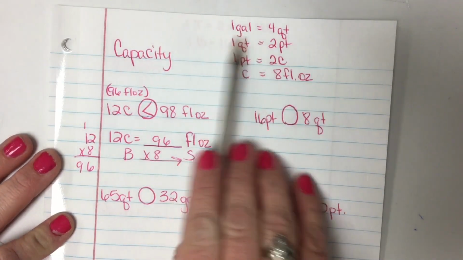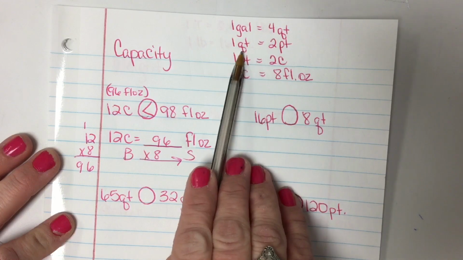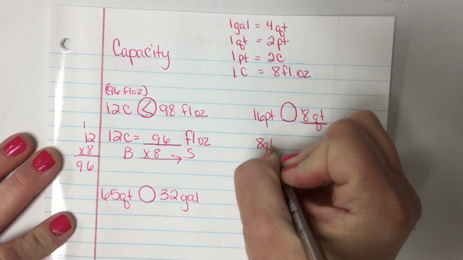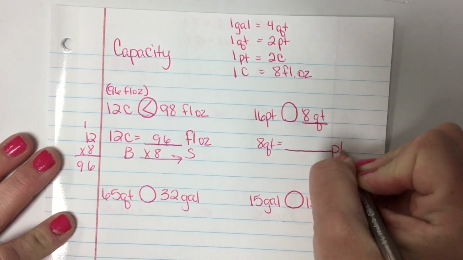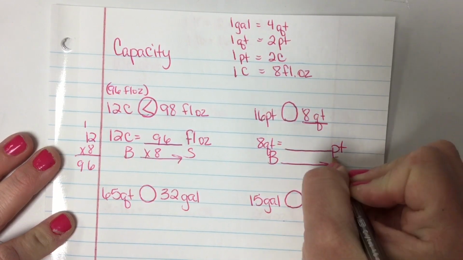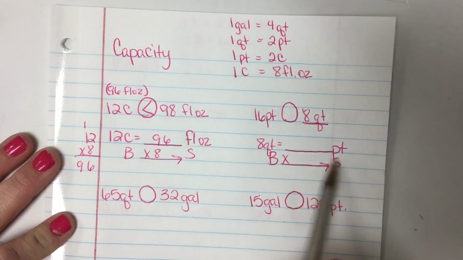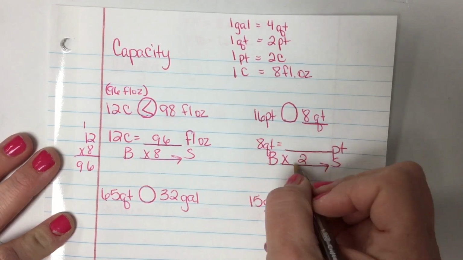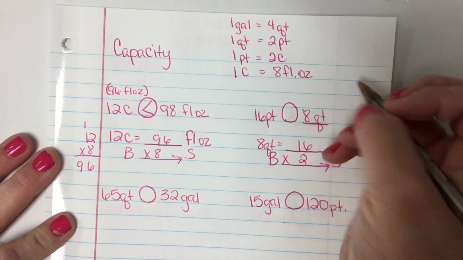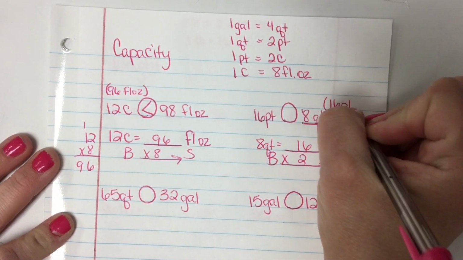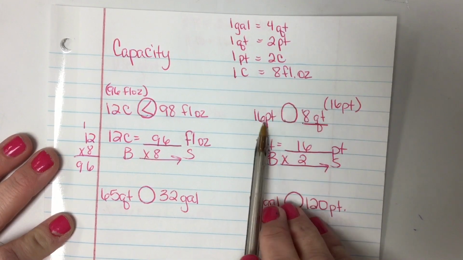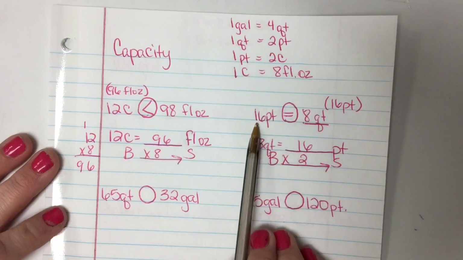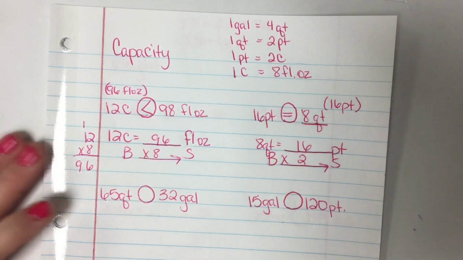16 pints to 8 quarts. Pints and quarts. So when you find pints and quarts, 1 quart is your big measurement. So we're going to convert this one. 8 quarts equals how many pints? We said we're going big to small, so we're going to multiply. There's 2 pints in every quart, so we're going to multiply that by 2. 8 times 2 is 16. So 8 quarts is 16 pints. So now we're comparing 16 pints to 16 pints. This one is equal. So 16 pints is equal to 8 quarts.